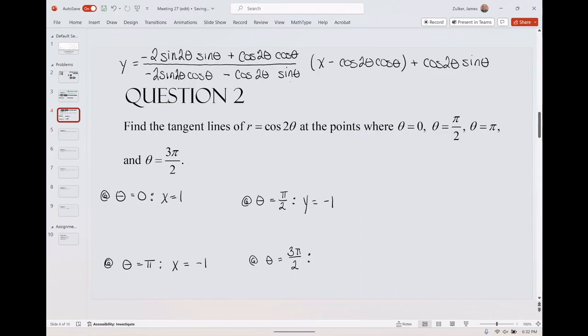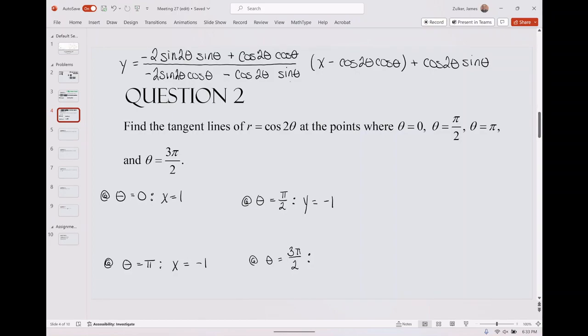Now at 3 pi over 2, cosine of 3 pi over 2 is 0. Those are 0. What is sine of 3 pi? Zero. That term is 0. As long as that term is non-zero, we have a horizontal line.